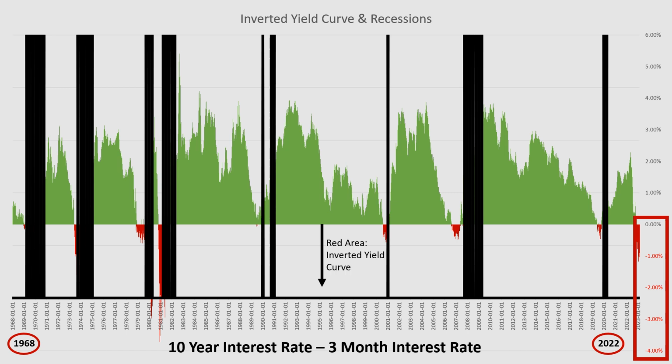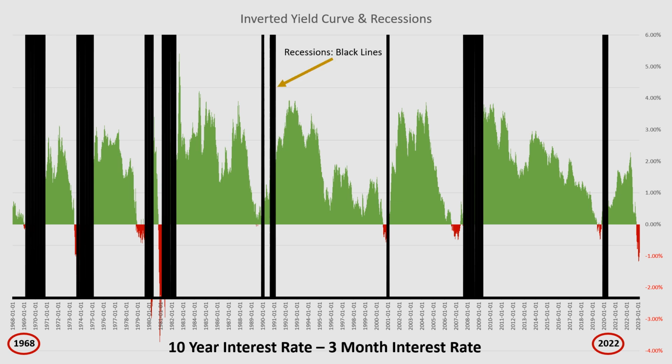The shaded red area shows when the 10-year rate is less than the 3-month rate, which is when a yield curve is inverted. So 10-year minus 3-month is a negative number in the red section. And finally, the horizontal black lines show periods when there was a recession. You can see that the inverted yield curve often precedes recessions.